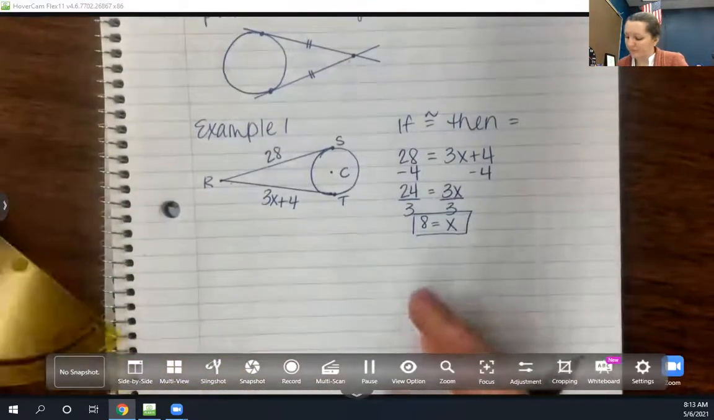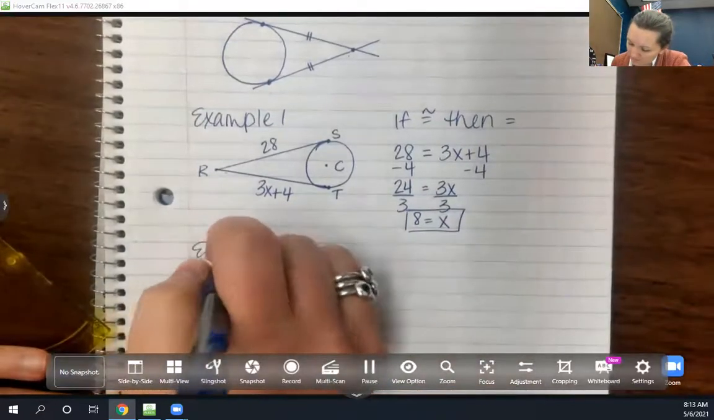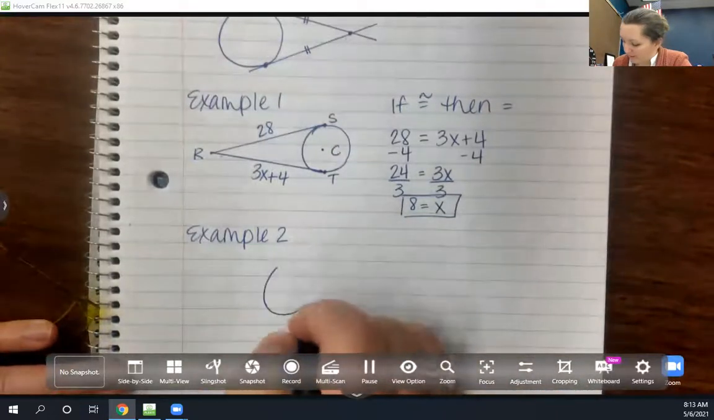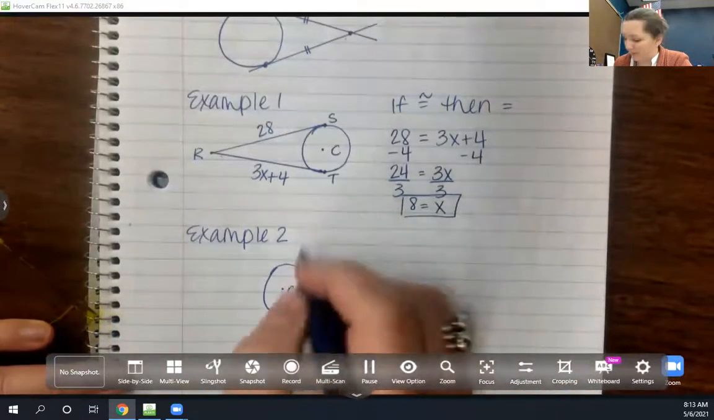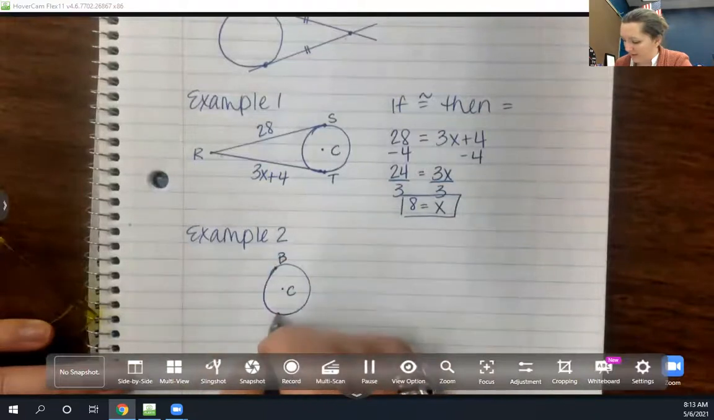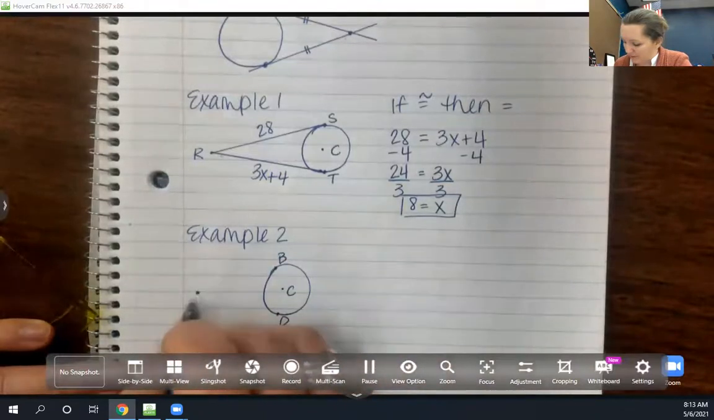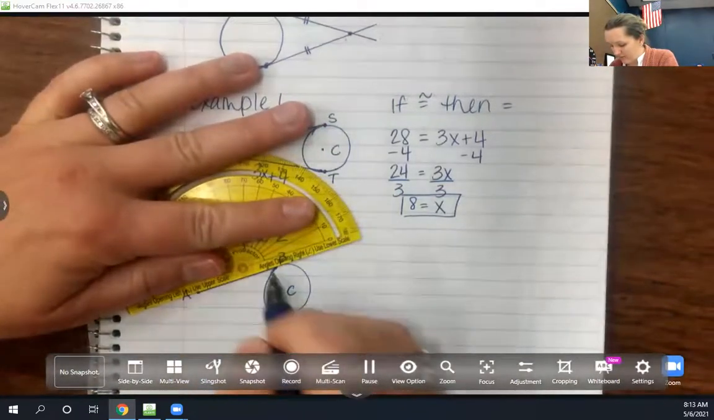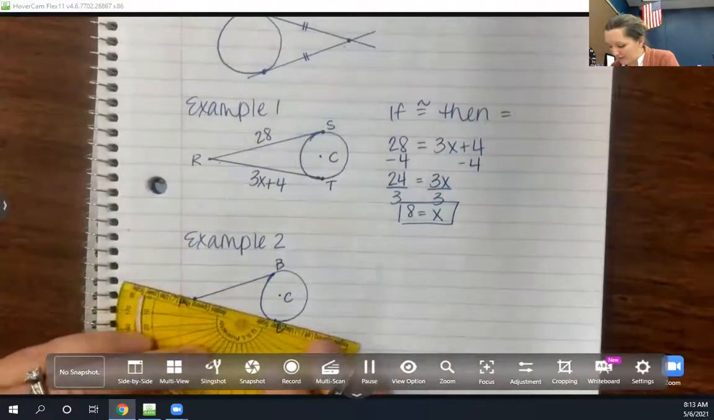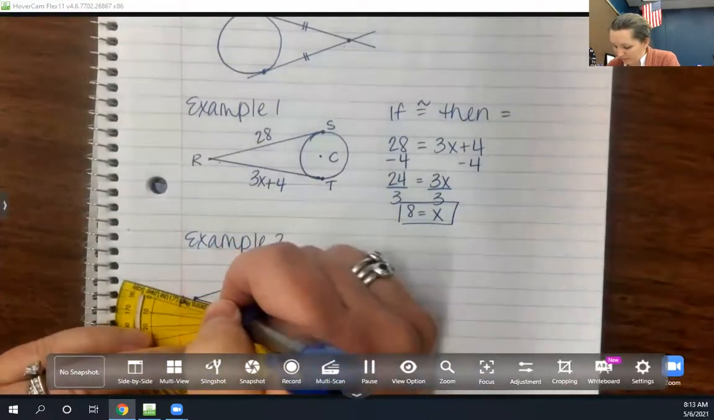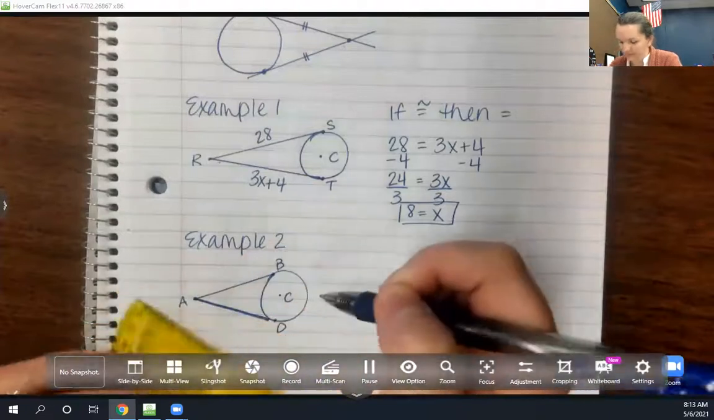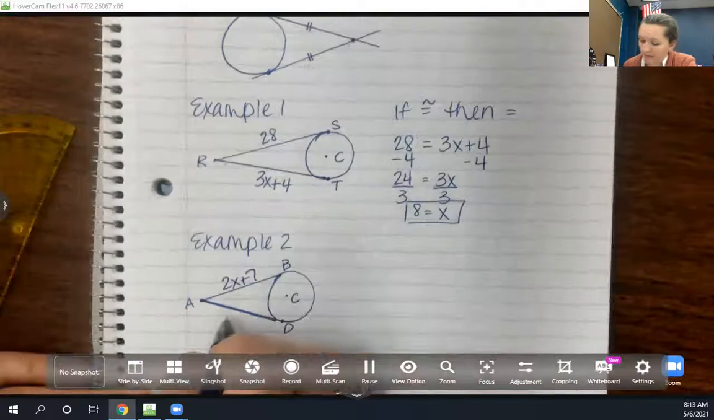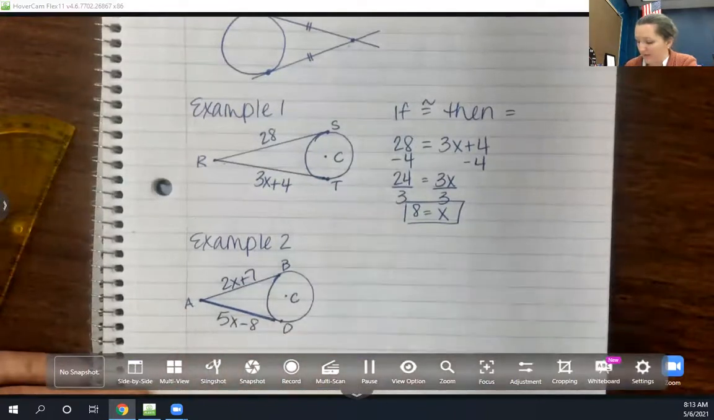All right, here we go. Here's example 2. We have circle C again, and we have points B and D, and a common external tangent point of A. This is not an exact rendering of the circle. So A to B is 2x plus 7, and A to D is 5x minus 8.